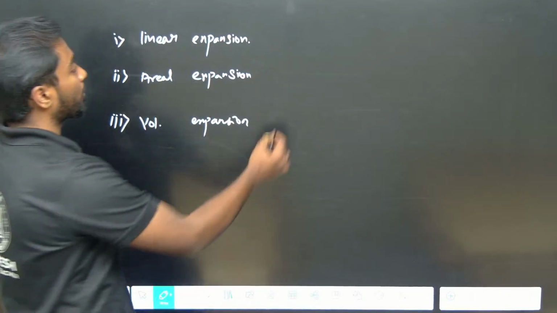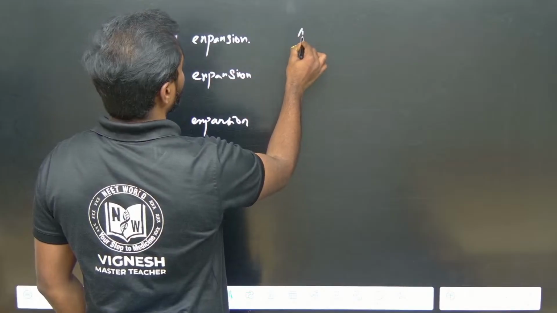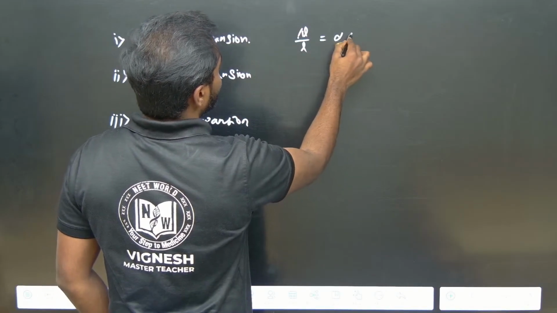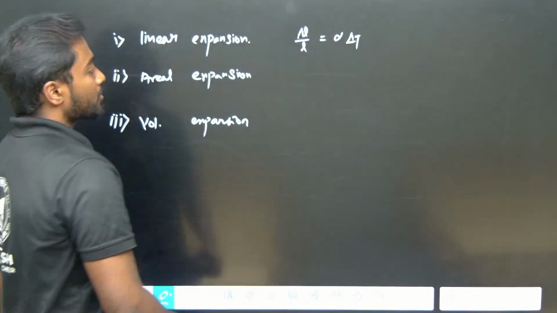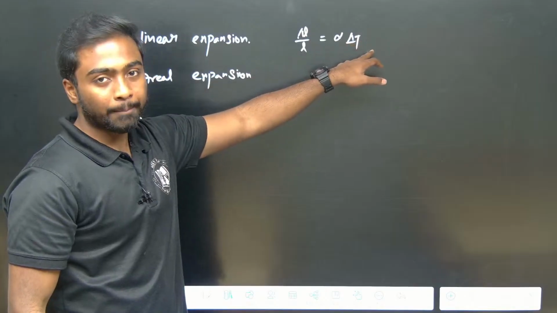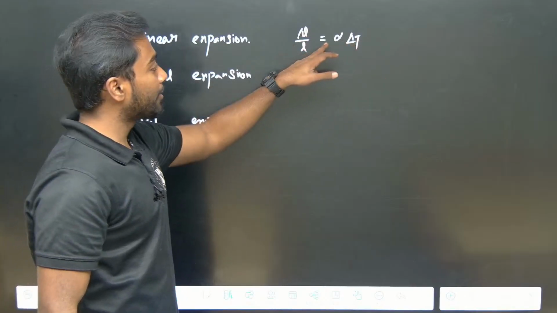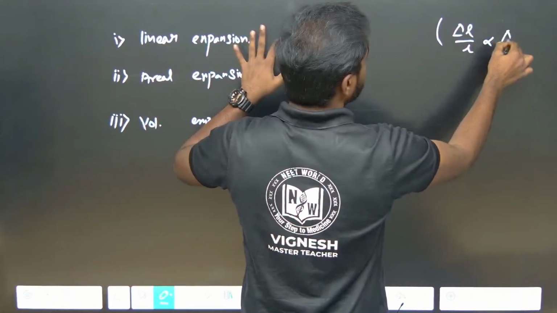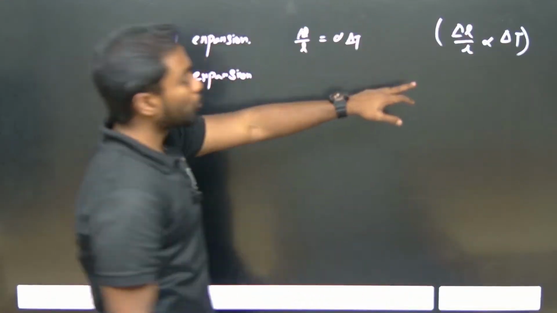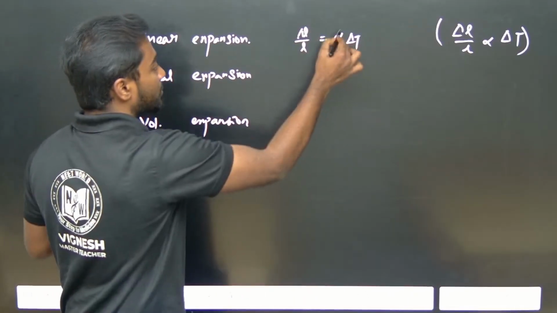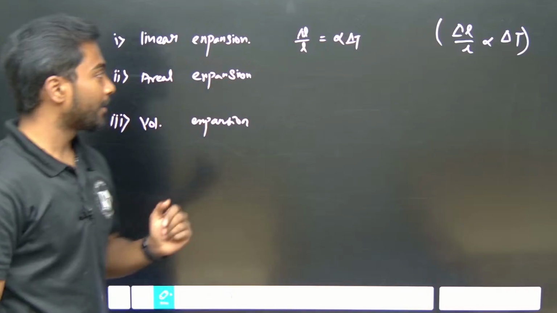From the formula point of view, delta L by L equals alpha delta T, right? When the change in length is happening, it is due to the temperature change. So delta L by L is directly proportional to delta T. To remove that proportionality, we add a constant called alpha, which is the coefficient of linear expansion.